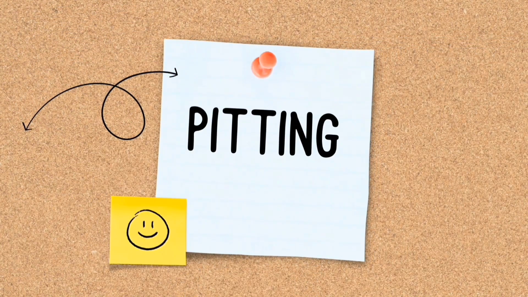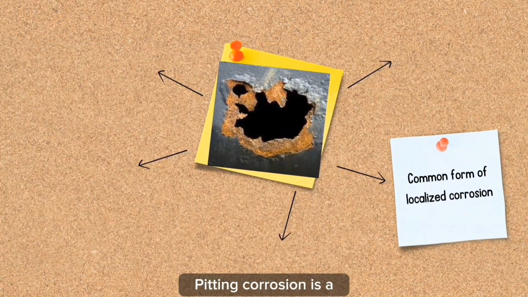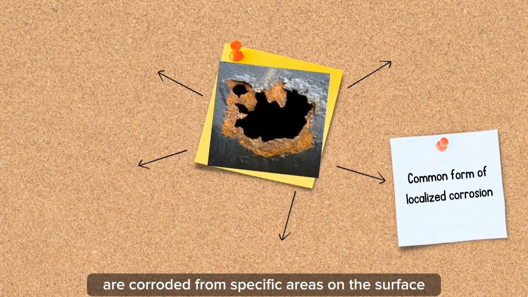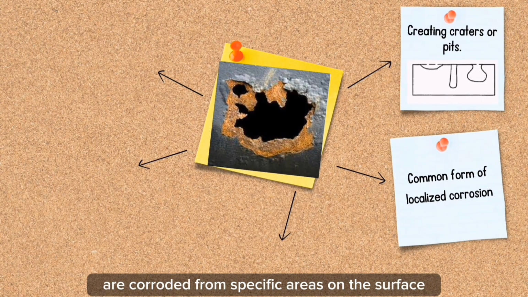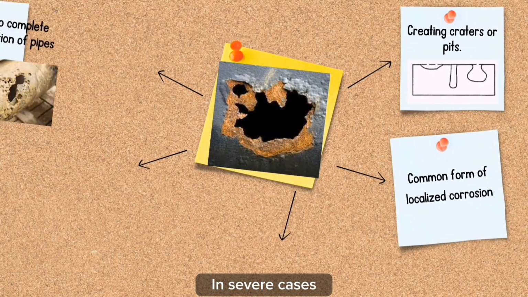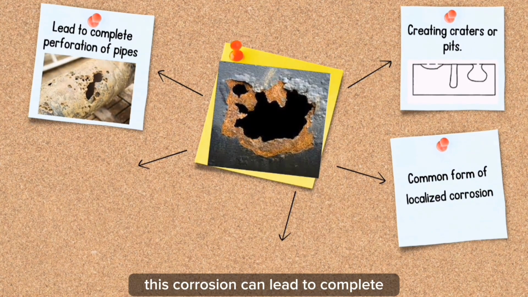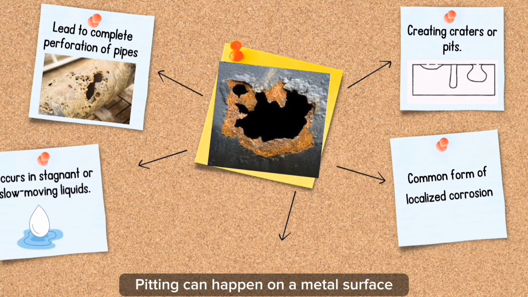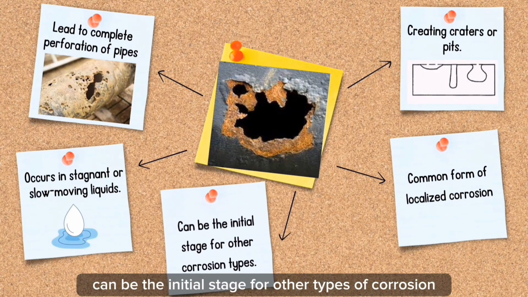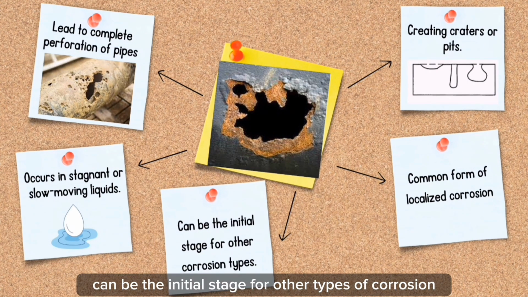Pitting. Pitting corrosion is a common type of localized corrosion where small amounts of metal are corroded from specific areas on the surface, forming craters or pits. In severe cases, this corrosion can lead to complete perforation of pipes or vessel walls. Pitting can happen on a metal surface when it's exposed to stagnant or slow-moving liquids. It's important to note that pitting can be the initial stage for other types of corrosion.